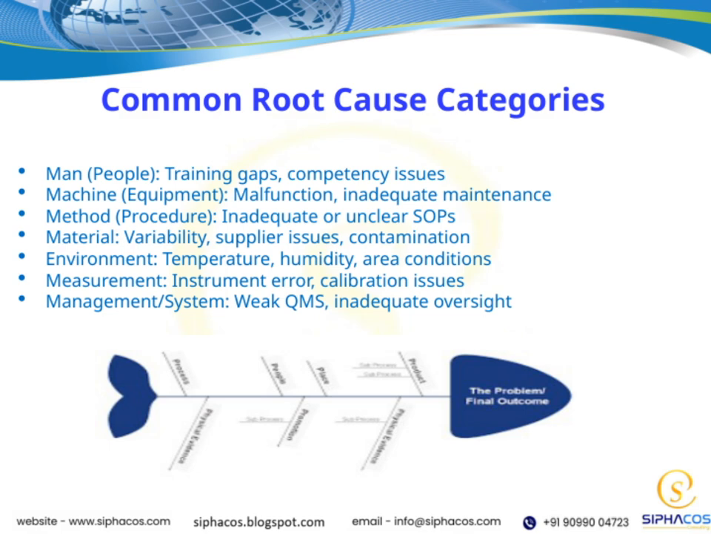Measurement is another key category. Instrument errors or calibration problems can lead us to incorrect readings or assessments. Finally, the management or system aspect includes weak quality management systems or insufficient oversight, which can allow problems to go unnoticed or unresolved. Connecting all these points, it's clear that understanding these root cause categories helps us identify where to focus our improvement efforts, ultimately supporting a stronger quality culture across the entire process.